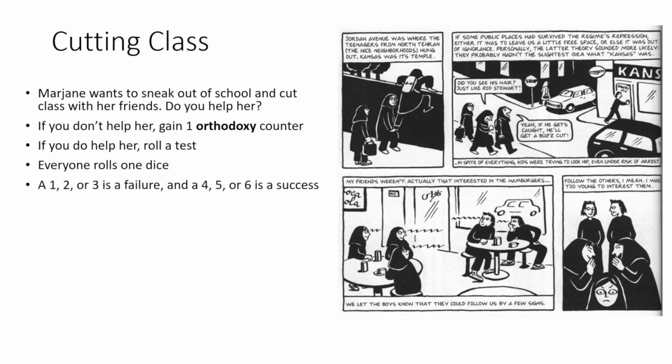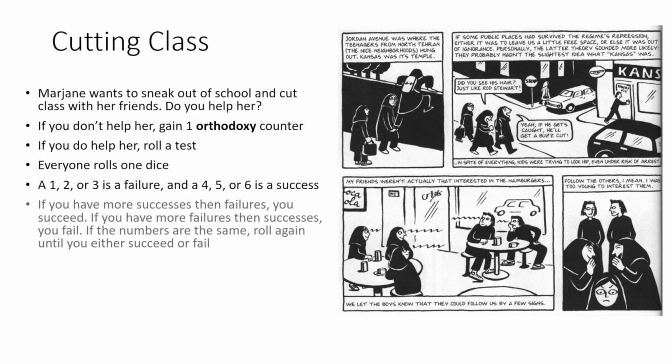So please go ahead and have each person roll their dice and count up how many failures and how many successes you have. Remember, a 1, 2, or 3 on the dice is a failure. A 4, 5, or 6 is a success. All right, now that you have your total, if you have more successes than failures, you succeed, right? You successfully helped her escape school. If you have more failures than successes, you fail. You're not able to help her escape school. If the numbers are the same, right? If you have the same number of failures and successes, roll again until you either succeed or fail.